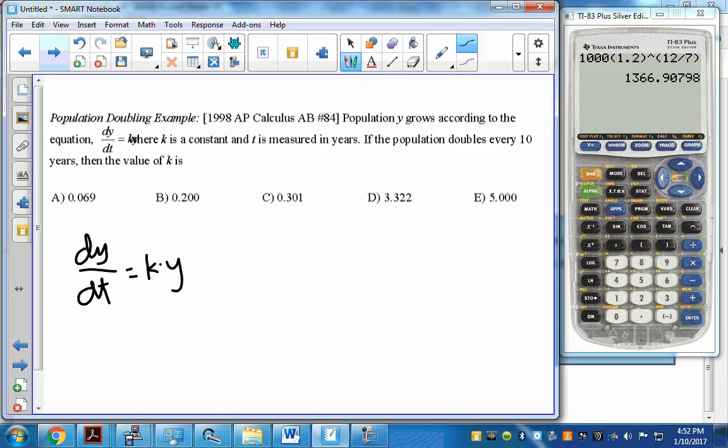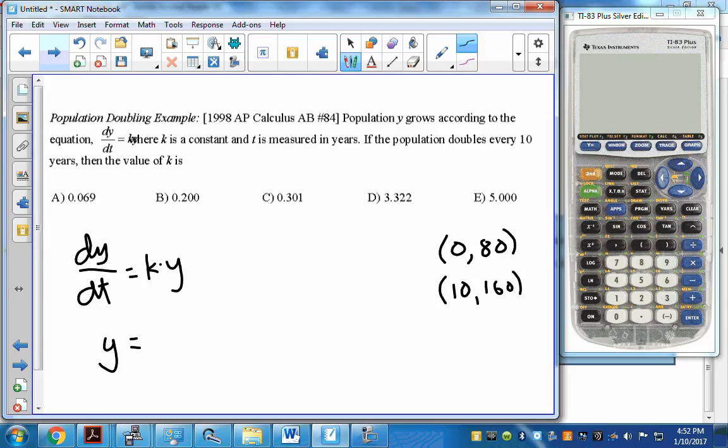Okay, so our equation now is going to be, let's see, it doesn't say anything about the initial population, but it does say it doubles. So let's suppose, again, we're just picking a number. Let's suppose there's 80 people in the town, and it doubles every 10 years. So 10 years is 160, right? So our equation now is going to be the initial amount, 80. Here's the ratio, 160 over 80, which is just the number 2, and we have T over 10. So that's the equation.